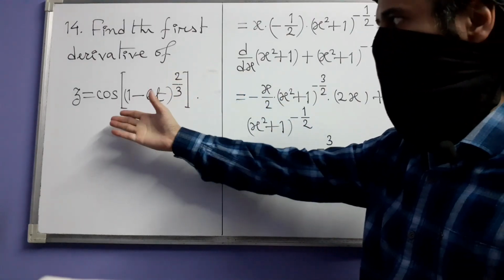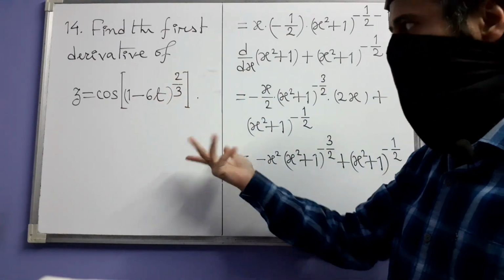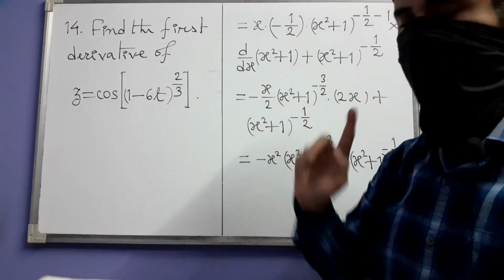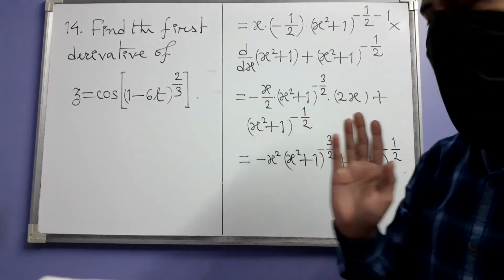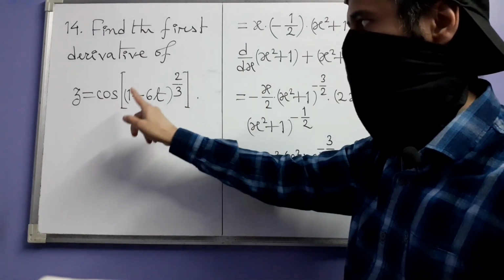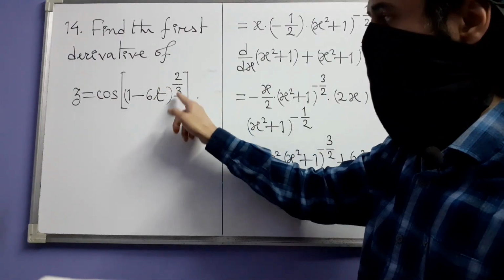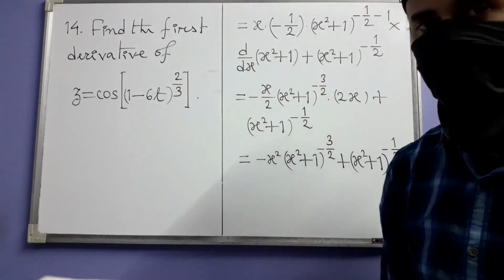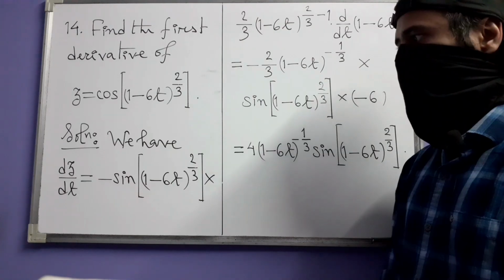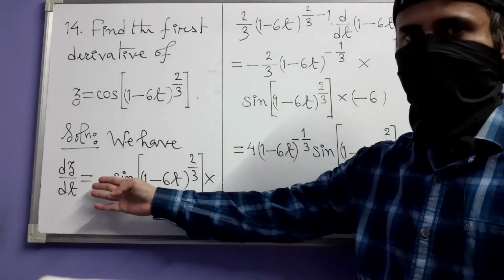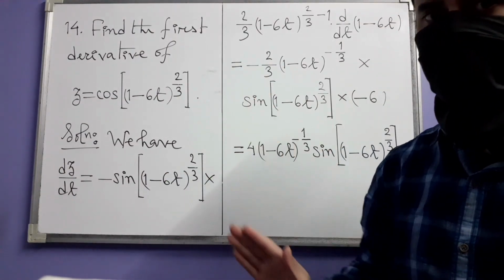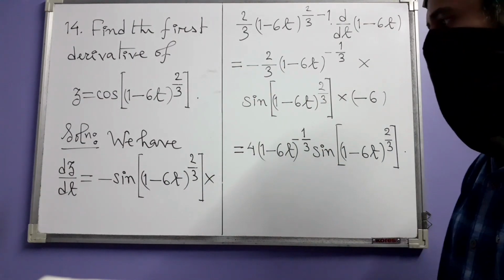Find the first derivative of this function, where you of course understand that you have to differentiate z with respect to t, because t is the independent variable here, and the function looks quite complicated. z equals cosine of (1 − 6t) to the power 2 divided by 3. So you have to heavily apply the chain rule here. So we start the solution by straight away writing the derivative dz/dt. Here z is the dependent variable and t is the independent variable.